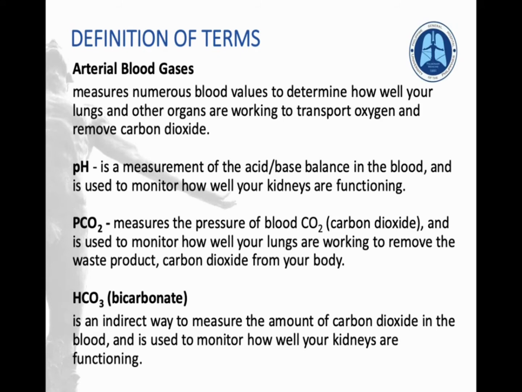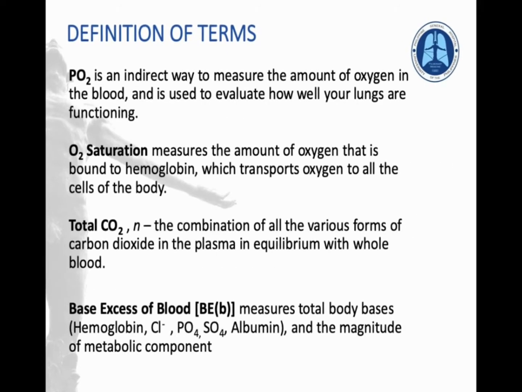Bicarbonate, or HCO3, is an indirect way to measure the amount of carbon dioxide in the blood and is used to monitor how well your kidneys are functioning. PO2, or partial oxygen, is an indirect way to measure the amount of oxygen in the blood and is used to evaluate how well your lungs are functioning. Oxygen saturation measures the amount of oxygen that is bound to hemoglobin, which transports oxygen to all the cells of the body. Total carbon dioxide is the combination of all the various forms of carbon dioxide in the plasma in equilibrium with the whole blood.